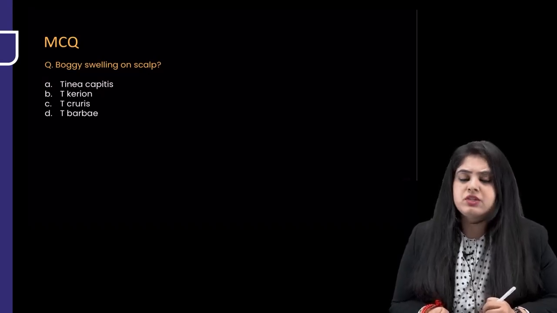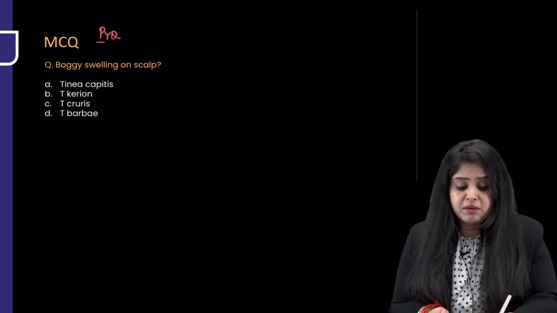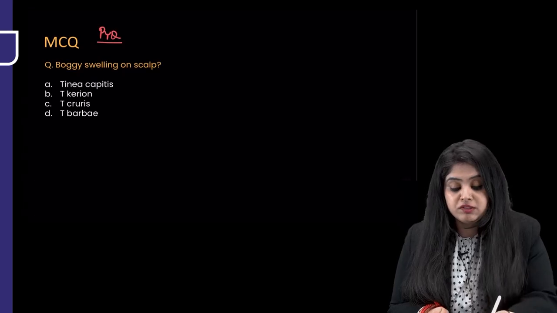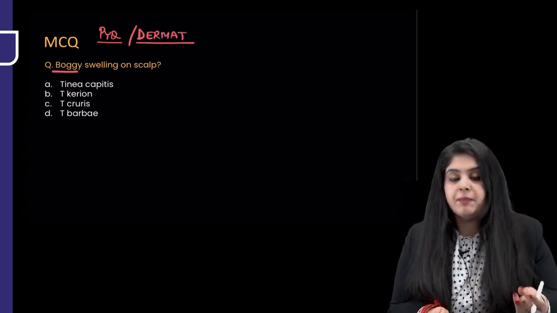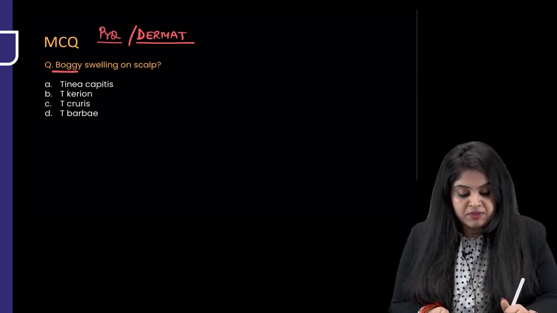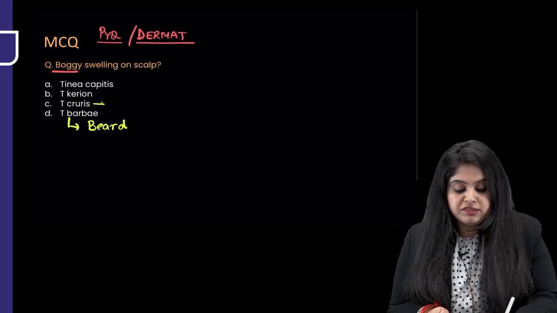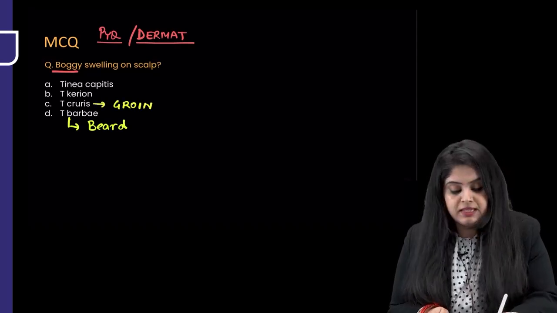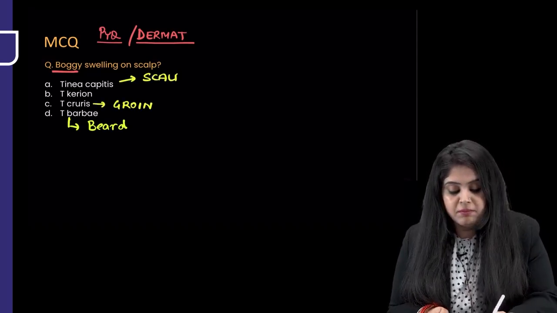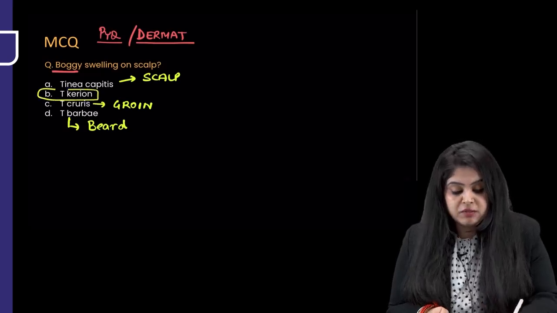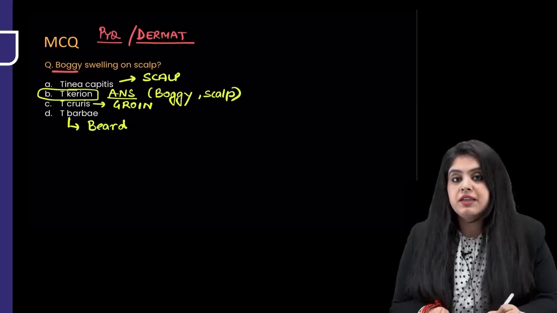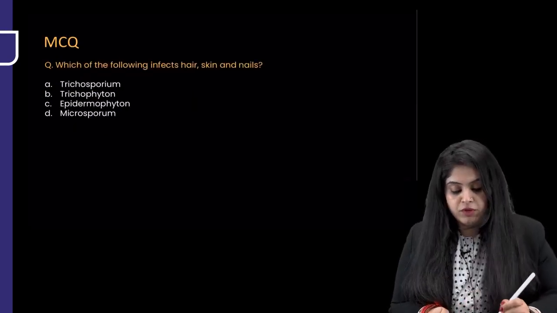Let's go on to a very short question, but something that has come in the previous year papers many times. What is the boggy swelling on the scalp? And actually, this is a dermat question. Boggy swelling. So, tinea capitis, kerion, cruris, or barbae. So, let's talk about barbae. It is something that is going to involve the beard, right? Cruris is something that stands for the groin. Capitis means cap, that is on the scalp, but it's not boggy. When they ask me which is the boggy swelling, it is going to be again on the scalp only, but the boggy swelling on the scalp is the kerion. Having said that, moving on to the next question.